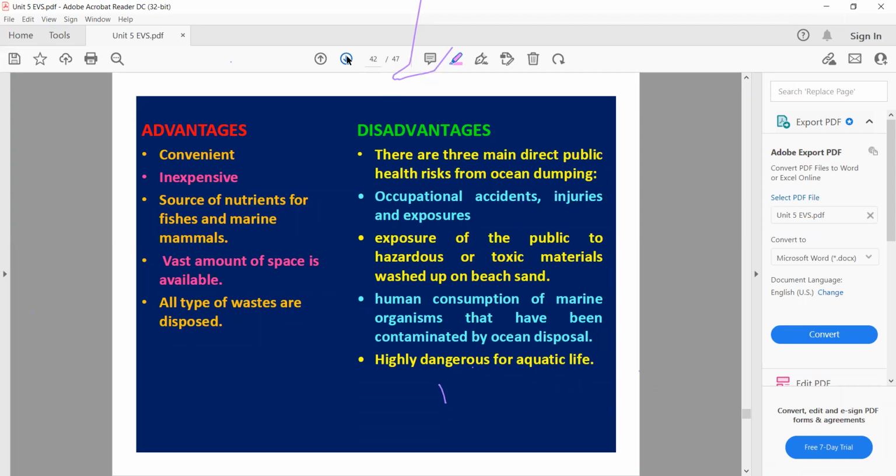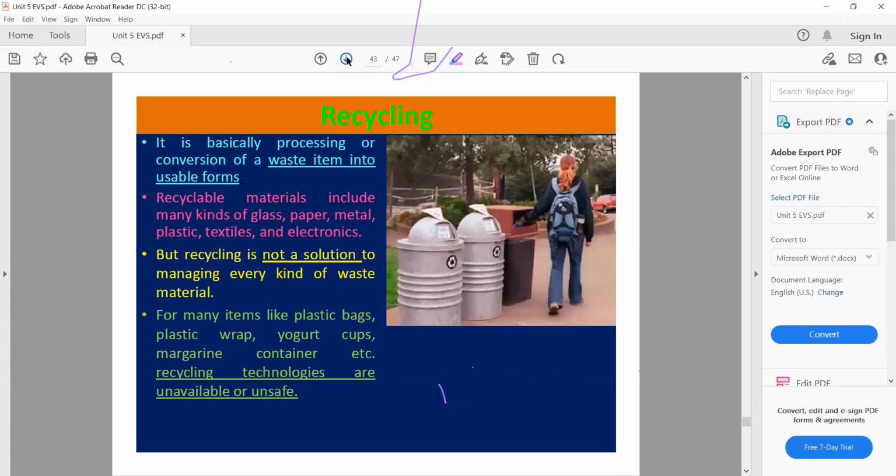If we consume the contaminated ocean organisms, the contaminants will get biomagnified in our body. So that will affect us badly. Highly dangerous for aquatic life, which goes without saying, obviously.